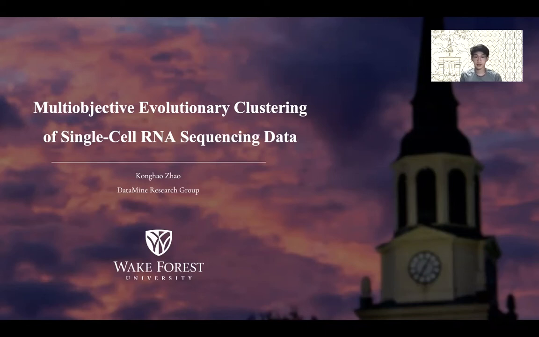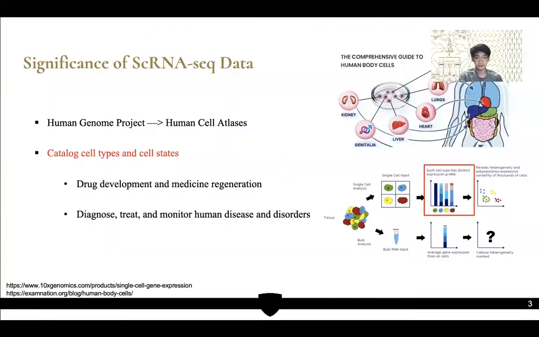Hey guys, my name is Shelton and I'm a junior student at Victoria University studying computer science and applied mathematics. My research is multi-objective evolutionary clustering of single-cell RNA sequence data.